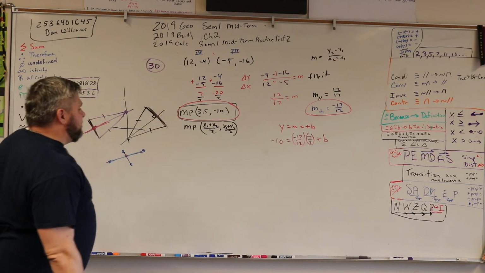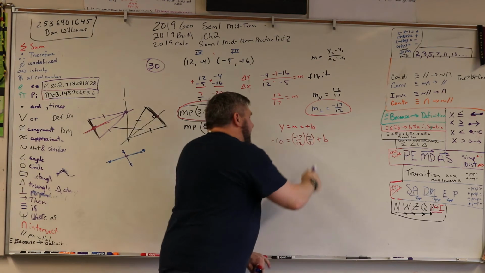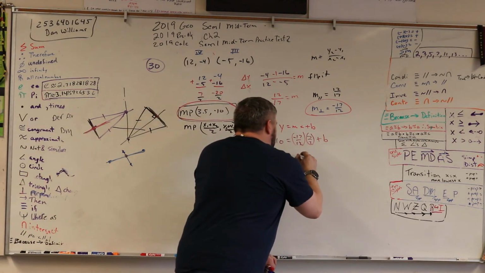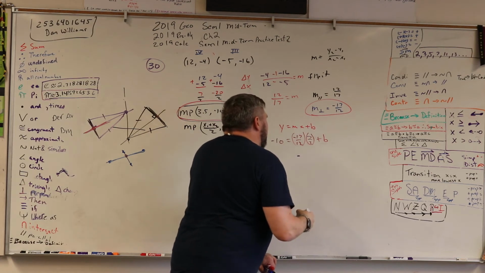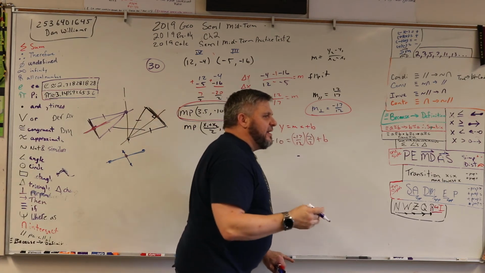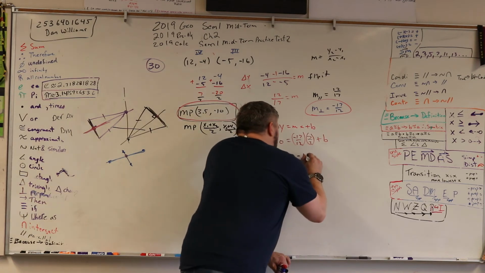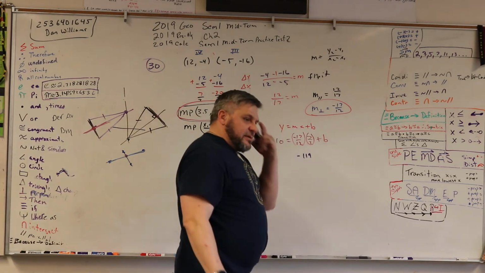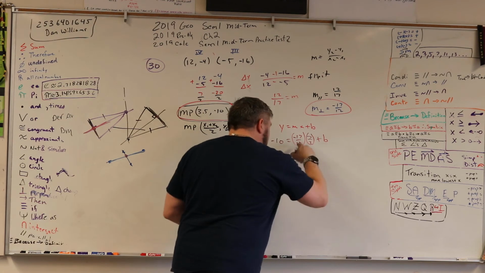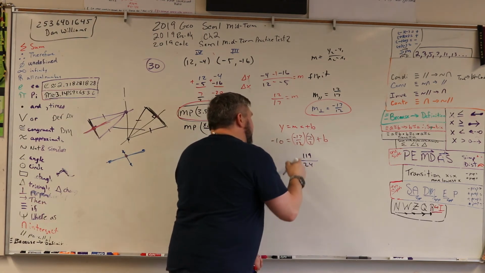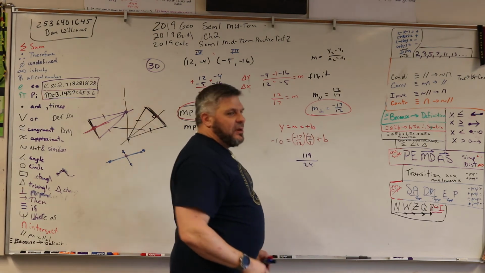Alright, so I gotta actually take 7 times negative 17, which is negative 70 plus 49. So that would be negative 119, correct? All over 24, right? And I'm gonna actually add that to both sides, okay?